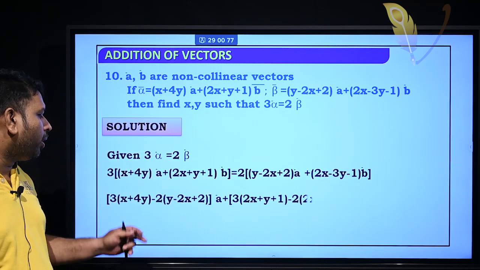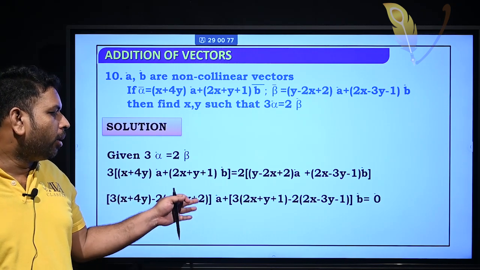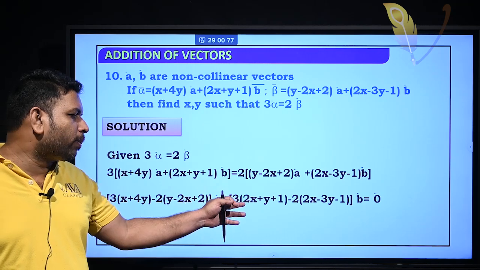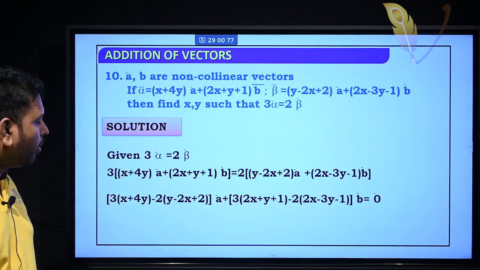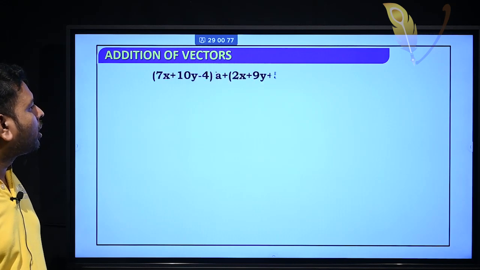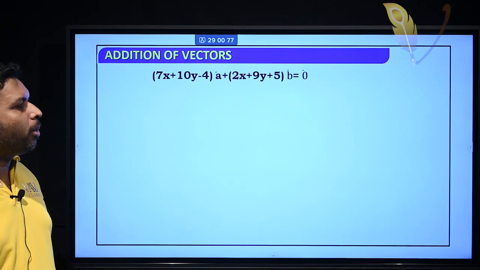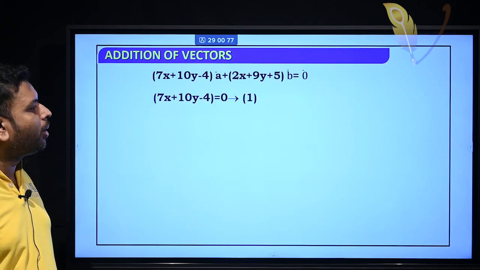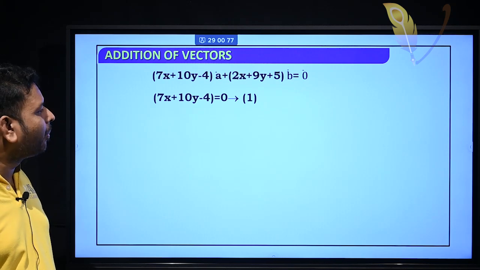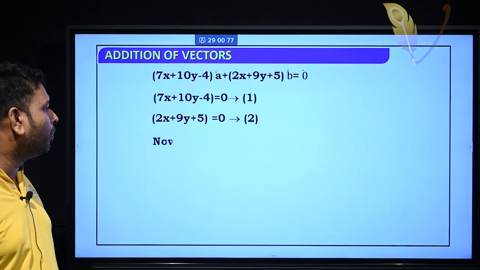So 3 into x plus 4y minus 2 into y minus 2x plus 2 a bar plus 3 into 2x plus y plus 1 minus 2 into 2x minus 3y minus 1 b bar equal to 0 bar. So 7x plus 10y minus 4 a bar plus 2x plus 9y plus 5 b bar equal to 0 bar. So 7x plus 10y minus 4 equal to 0, this is equation 1. So 2x plus 9y plus 5 equal to 0, this is equation 2.